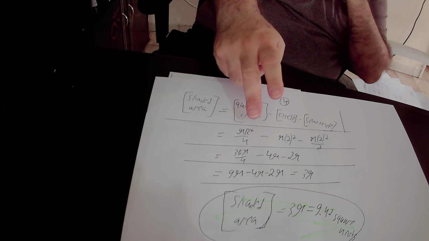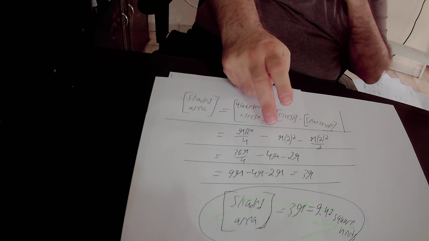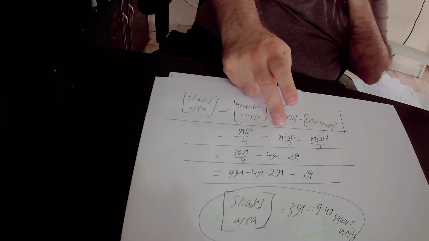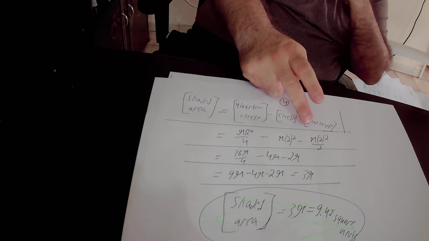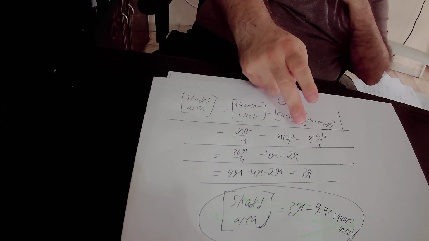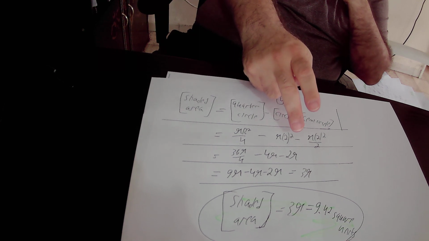This is the area of the quarter circle minus the area of the circle, that is pi 2 squared. 2 squared is 4. So in total this expression equals 4 pi, minus the area of the semicircle, that is pi 2 squared over 2. 2 squared is 4 and 4 over 2 is 2. So in total the area of the semicircle is 2 pi.